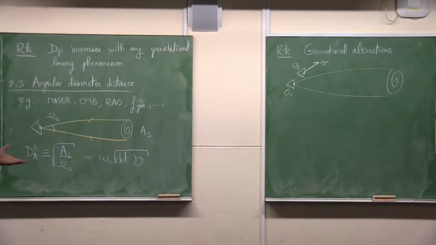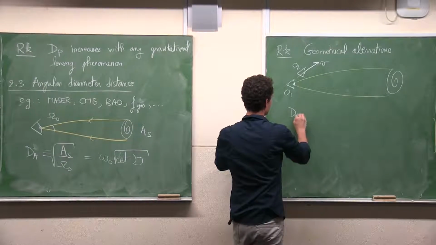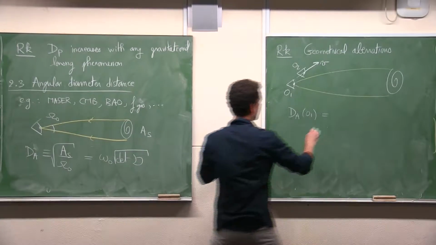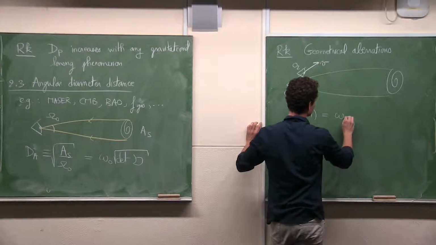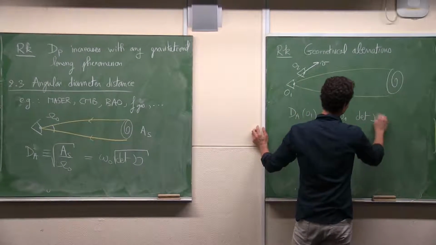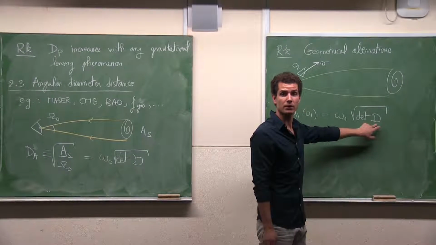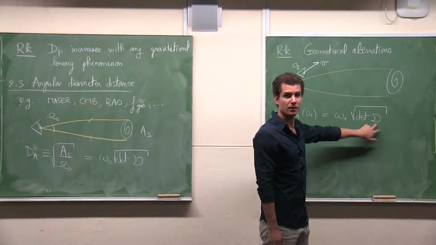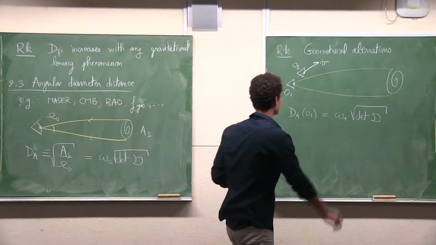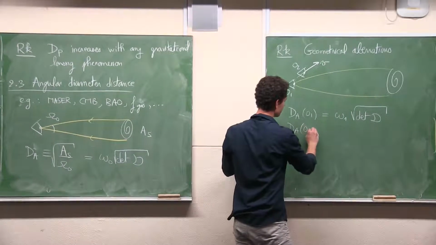The result is given for free, because you have dA from observer 1, which is given by the frequency measured by observer 1, times the determinant of the square root. But this thing is a purely geometrical quantity, right? It doesn't depend on the observer that measures it. While this does.